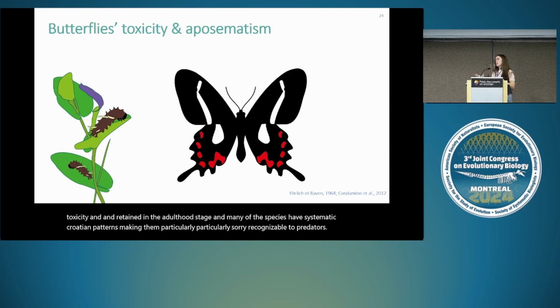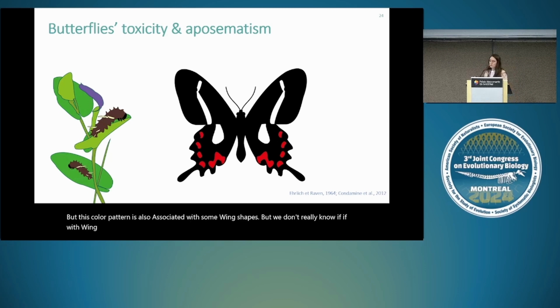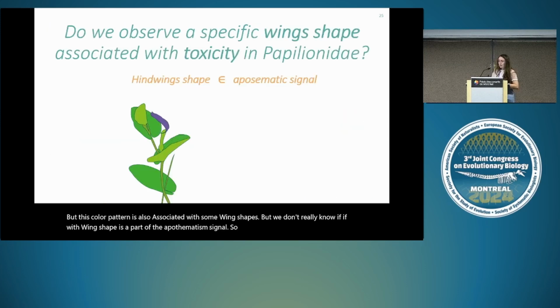But this color pattern is also associated with some wing shapes, but we don't really know if wing shape is a part of the aposematism signal. So that will be my second question: do we observe a specific wing shape associated with toxicity in Papilionidae?